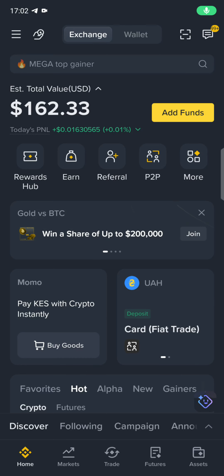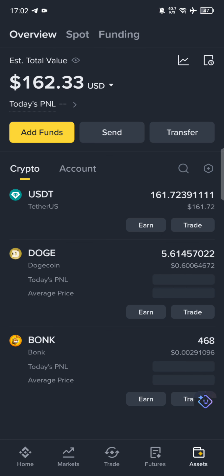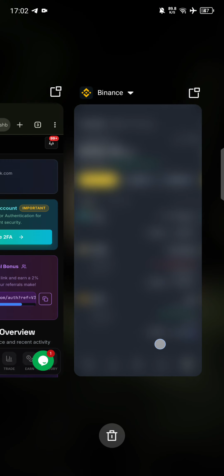It's another tutorial on trading with AI automated bots. As you can see, our capital for today is 162.